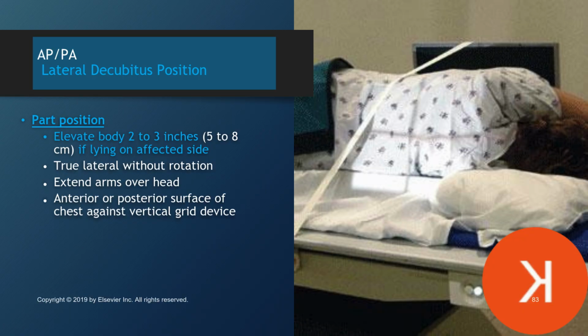AP or PA lateral decubitus position. Part position: we elevate the body 2 to 3 inches or 5 to 8 centimeters if lying on the affected side. That should be a true lateral without rotation. Extend arm overhead. We have the anterior or posterior surface of the chest against the vertical grid device. As an example shown here, we have the patient lying down on the table. It looks like they have used some positioning aid or sponges to elevate the patient's body to make it a true lateral without rotation. We have the image receptor placed in front of the patient, and the arms are extended overhead.